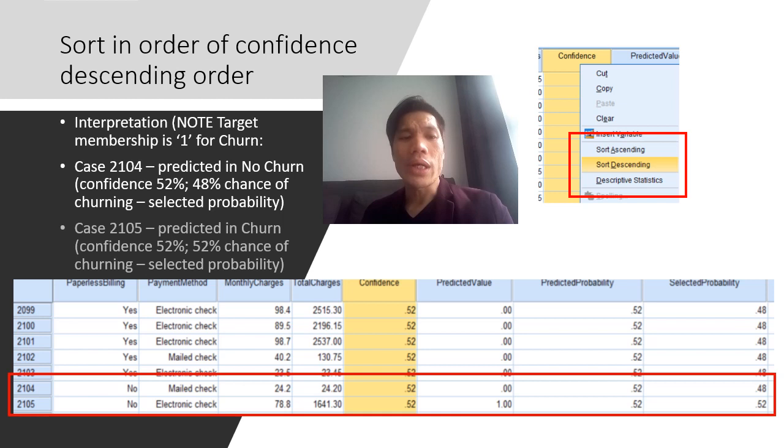Now, if I look at case number 2105, the predicted churn confidence is 52%, which means that if you look at the predicted value, this particular case has been predicted in the category of churn. Do I need to minus this? No, because if you notice that it is the same as churn and churn, therefore the selected probability, which remember just now I chose that my target category is churn, that means this person has a 52% chance of churning in the selected probability.